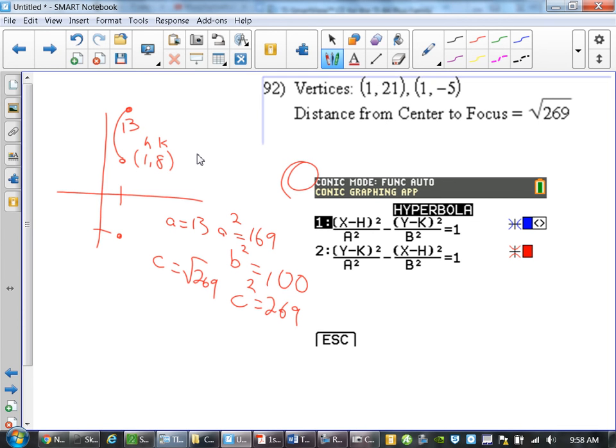What do you got? y is 8. Find h and k quick.